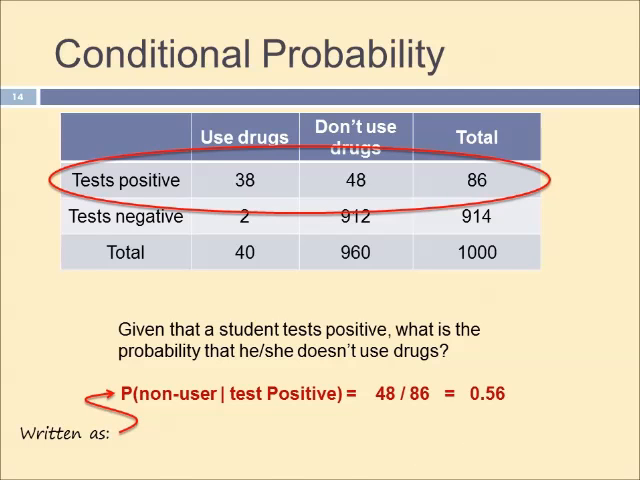So, the question was, what's the probability of somebody being falsely accused? And in this case, that translates to mean, given that a student tests positive, what's the probability that he or she doesn't use drugs? Or symbolically, we write that as the probability of a non-user, of picking a non-user, given that the test is positive. So in this case, there are 48 who don't use drugs, but who will test positive out of the total of 86. So roughly 56% of those who test positive are falsely accused.